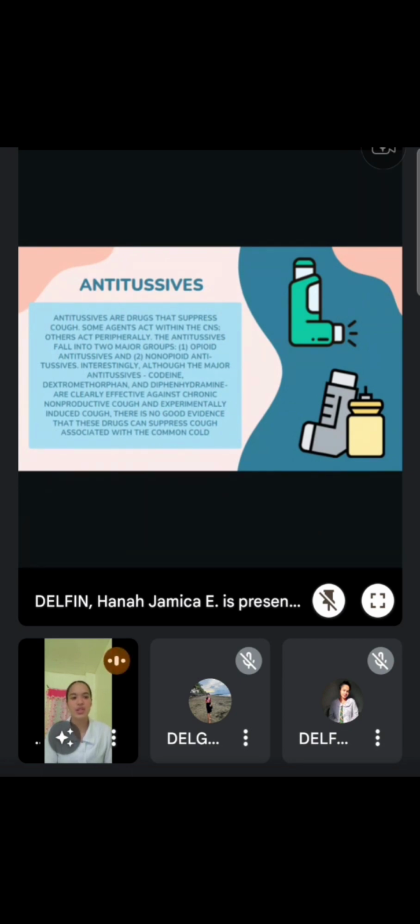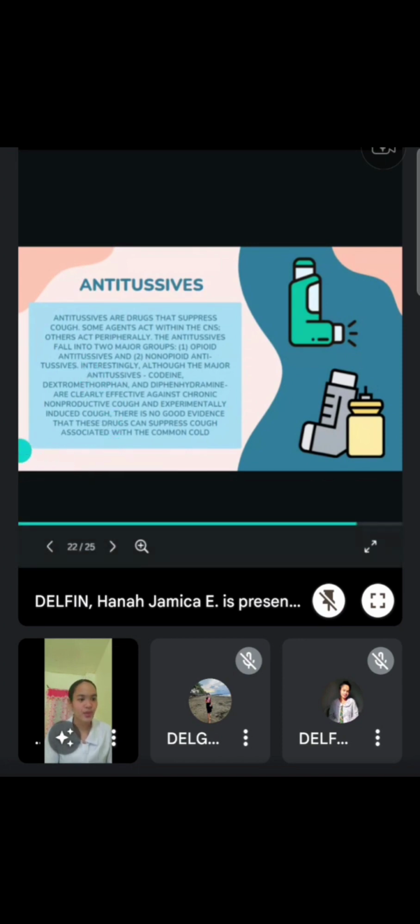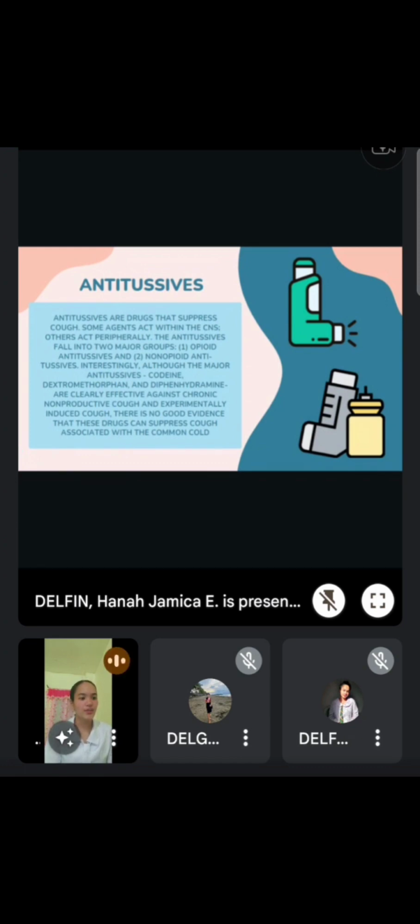Interestingly, although the major antitussive is codeine, dextromethorphan and diphenhydramine are clearly effective against chronic non-productive cough and experimentally induced cough. There is no good evidence that these drugs can suppress cough associated with the common cold.